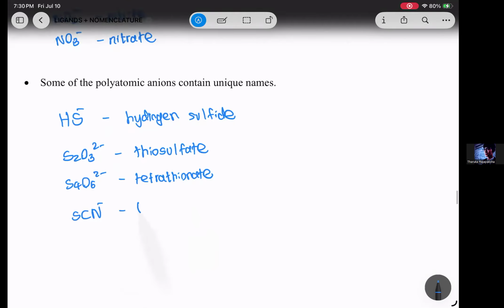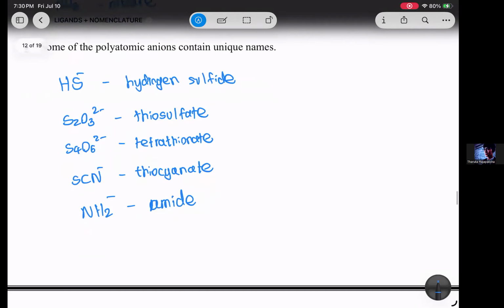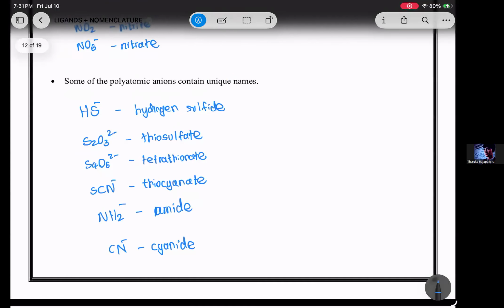SCN minus is thiocyanate. Right, thiocyanate. NH2 minus is amide. CN minus is cyanide. That's it, right? Yeah, that's it. Write this down.